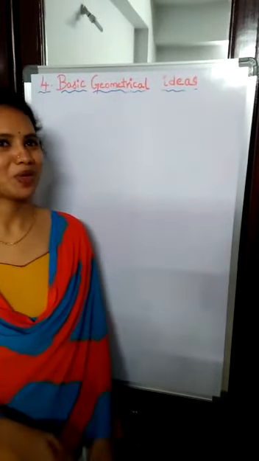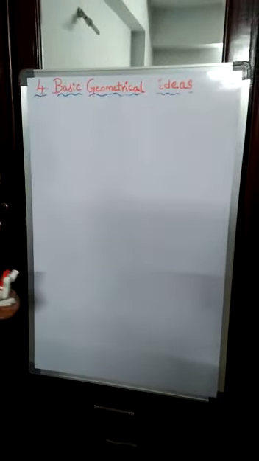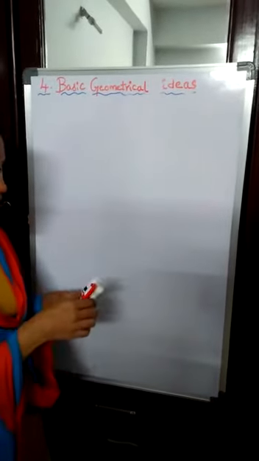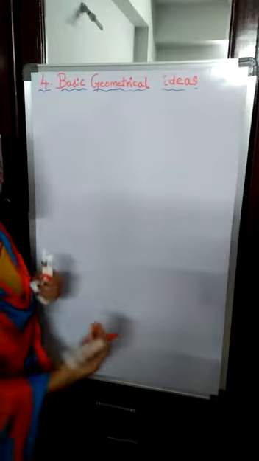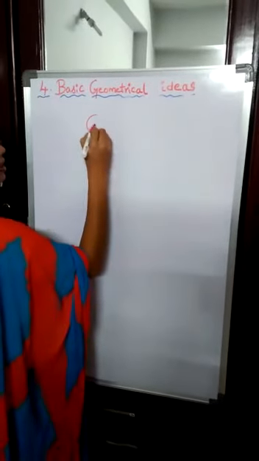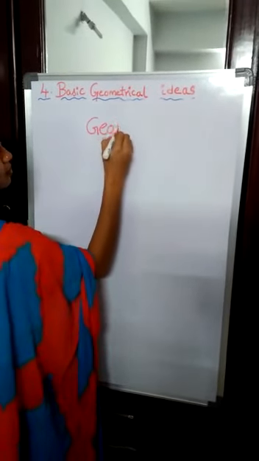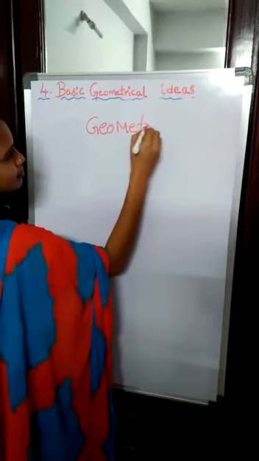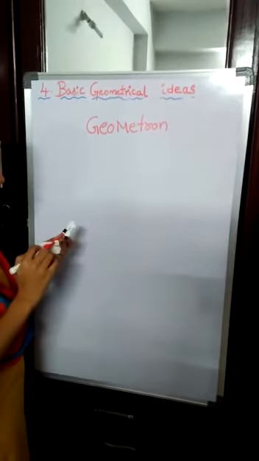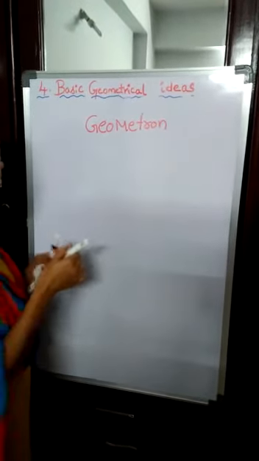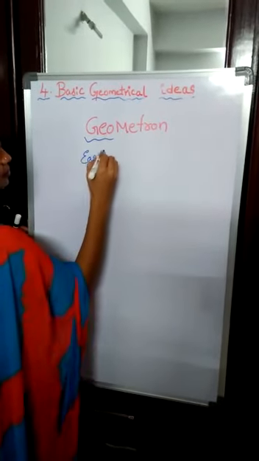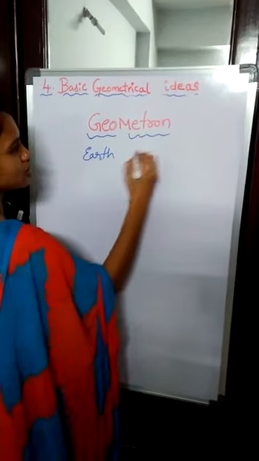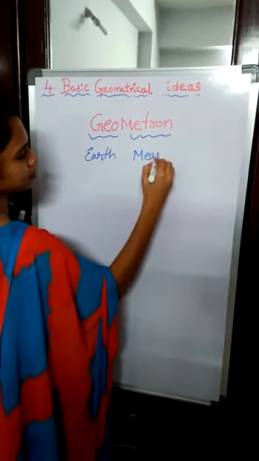Good morning, children. Today we shall learn about basic geometrical ideas. Geometry has a long and rich history. The word geometry is derived from the Greek word geometron, where geo means earth and metron means measurement.